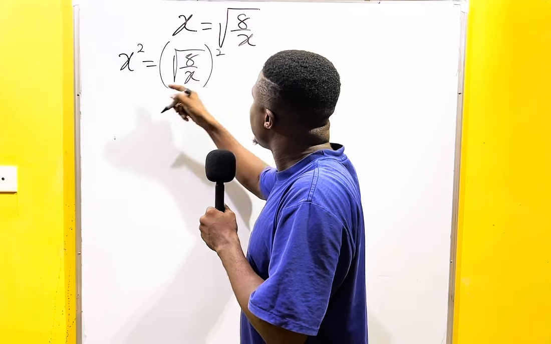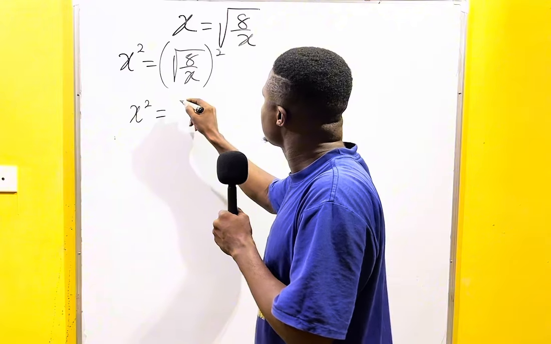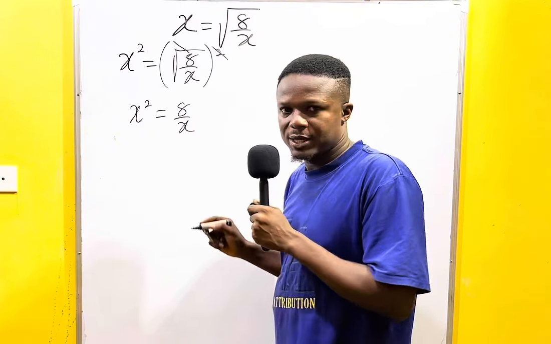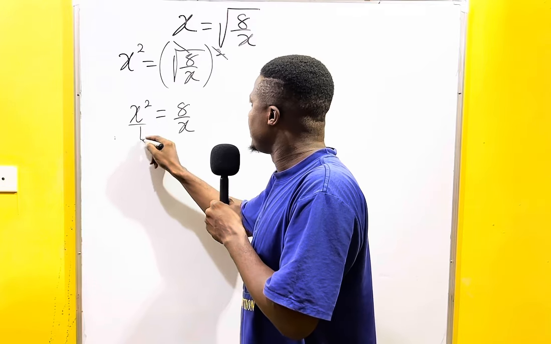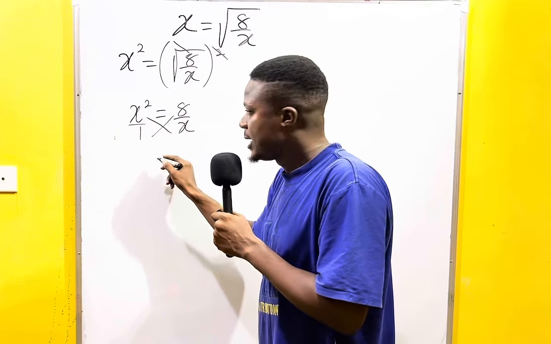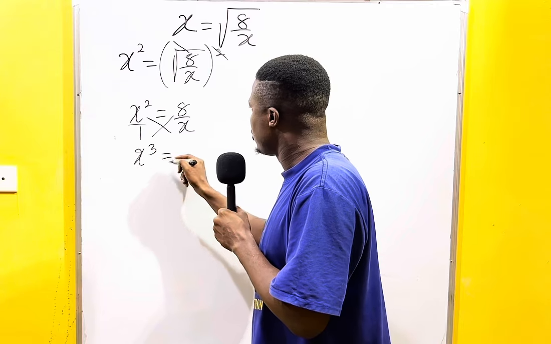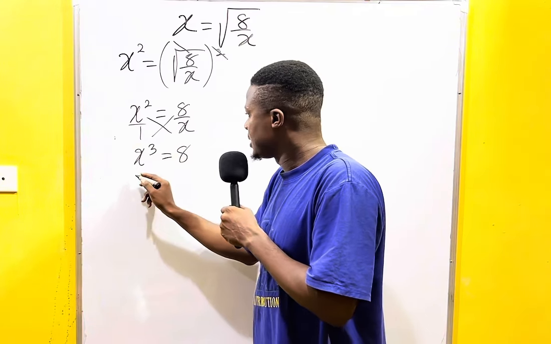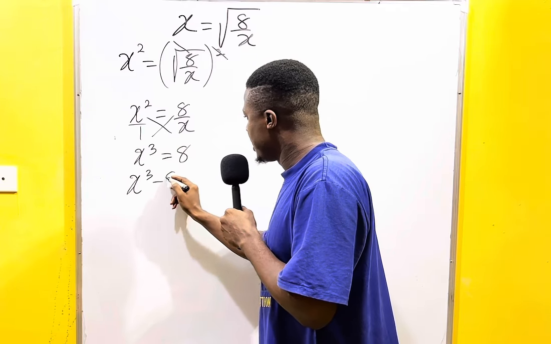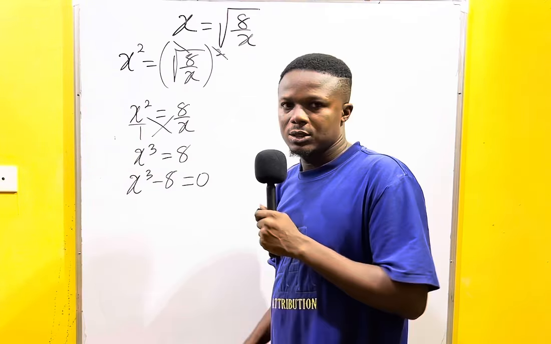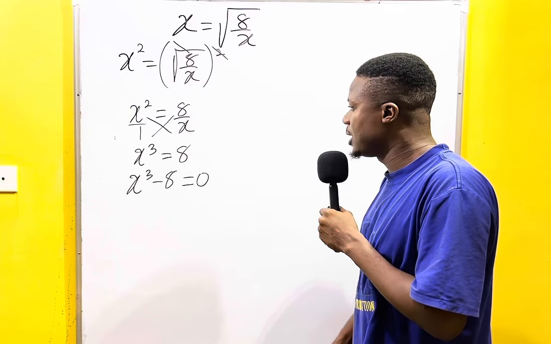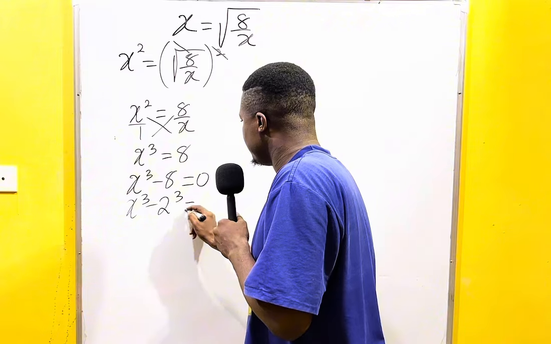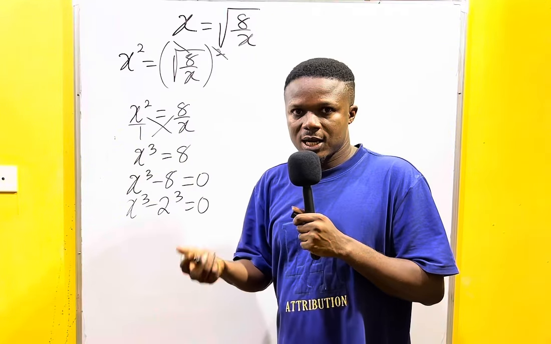If you do that, we have x squared equals, the square root cancels the square, you now have 8 over x, right? Now cross multiply. X squared times x will give us x cubed equal to 1 times 8, which is 8. Now bringing the 8 to the left-hand side, we will have x cubed minus 8 is equal to 0. Now from here, we know that 8 can be written as 2 to the power of 3, because 2 to the power of 3 will give us 8.